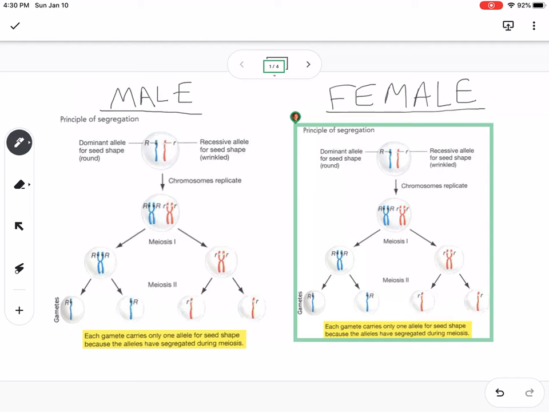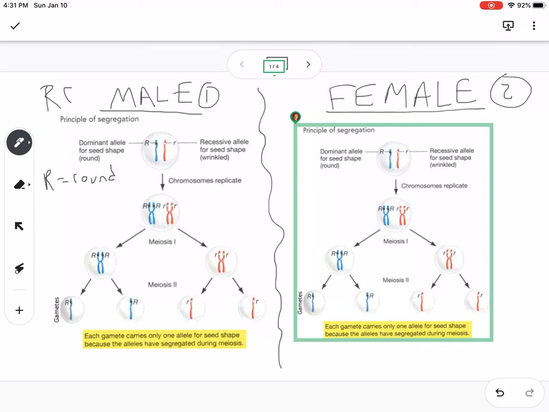Plants have a male and female component, and that's how they sexually reproduce. So just because we're talking about plants, the same concepts apply in a way. So let's say we have pea plant number one, this male right here, totally separate organism from pea plant number two, the female. And this male pea plant happens to have the genotype big R, little r. Big R stands for round seed, and little r is going to be wrinkled.